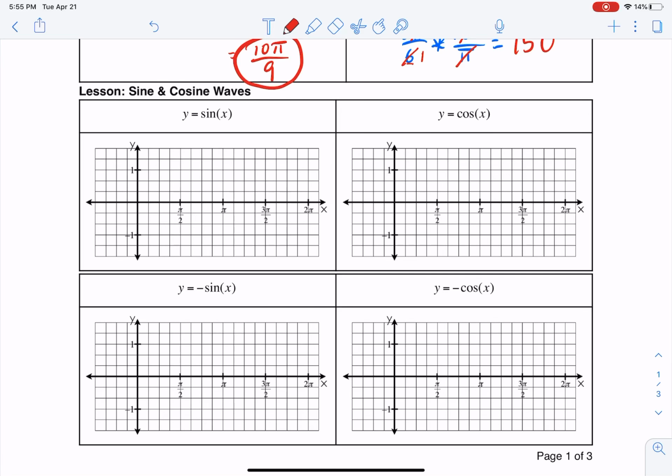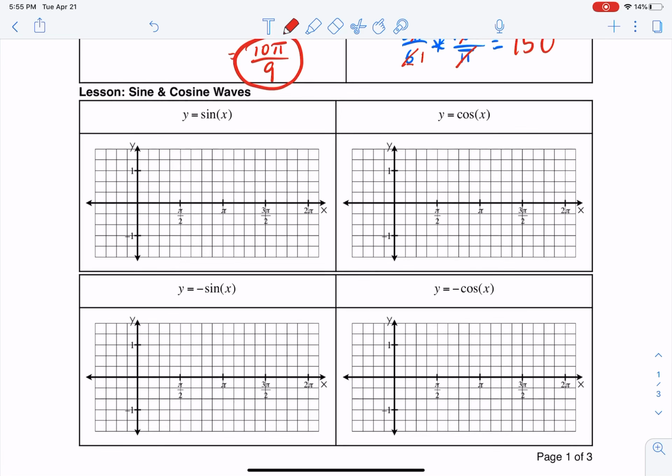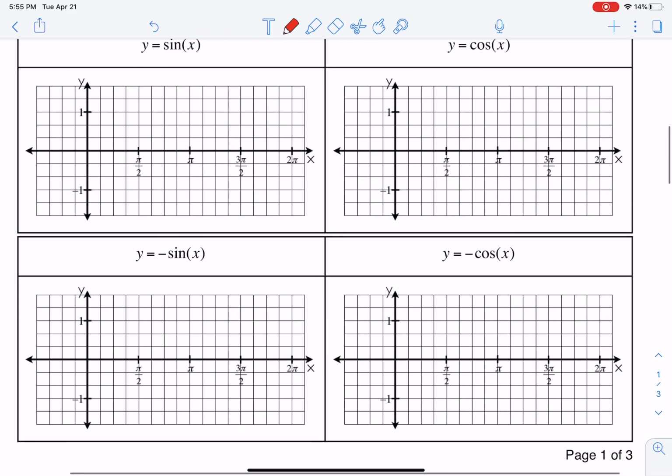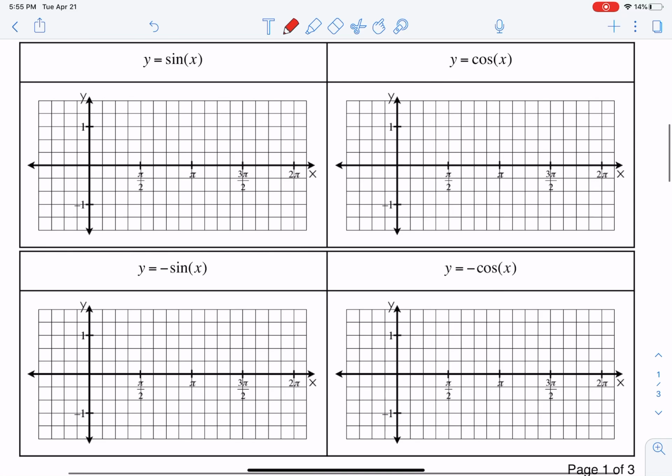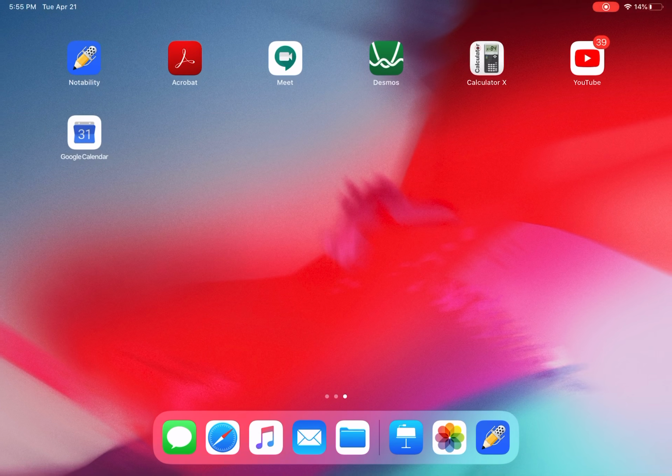In this portion of the lesson, we're going to look at where sine and cosine waves come from. So this is the portion on the worksheet that you'll see. What I'm going to do is transfer to the slideshow, which has a little bit more information.